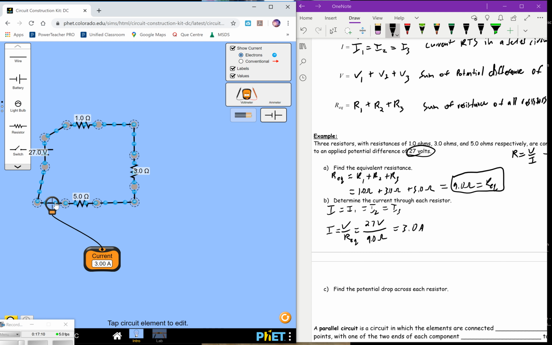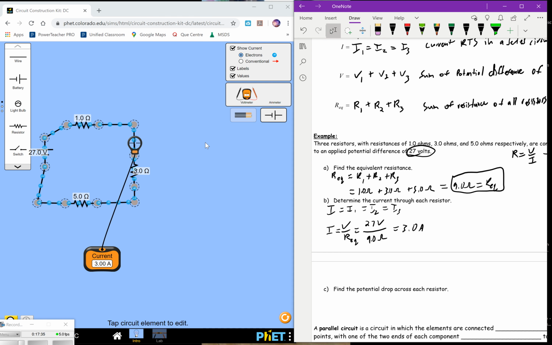Now just to verify, the current flowing through resistor 3 is 3 amps, through resistor 2 is 3 amps, and through resistor 1 is 3 amps. And anywhere we put this in here, we should have the same current. Notice that we have to be on the circuit in order to actually measure this. Okay, but anywhere here, we're going to have a current of 3 amps. And this is the same for all resistors.